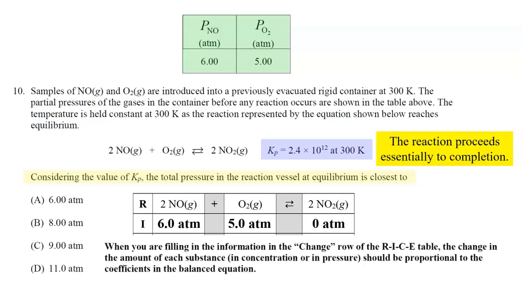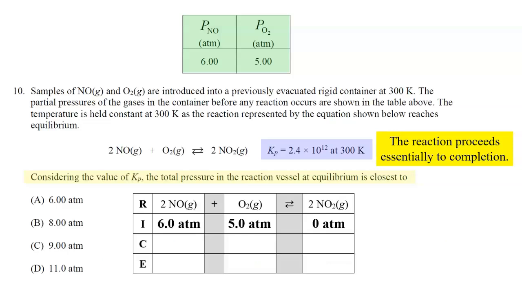Now, in terms of the change row of the RICE table, remember that that will always be in proportion to the coefficients in the balanced equation. And since our coefficients from left to right are 2, 1, and 2, then the change in terms of x will be 2, 1, and 2. So minus 2x for the first reactant, minus x for the next reactant, and then since NO2 is a product, it's going to be plus 2x. Again, 2, 1, and 2 matching the coefficients.